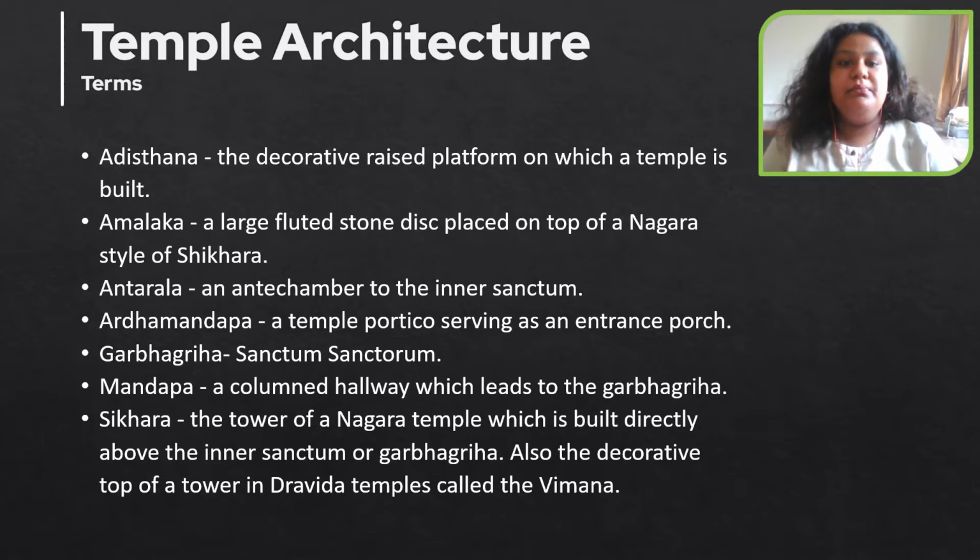Another term used is mandapa. Mandapa is a columned hallway which leads towards the Garbhagriha or the sanctum sanctorum. The last but not the least, but very important, is the shikhara, which is the superstructure or tower of the Nagara style of temple architecture, built directly above the inner sanctum or the Garbhagriha. In the northern or Nagara style it is called Shikhara. But when we go towards the south, when I talk about the southern or Dravida style of temple architecture, the superstructure will be referred to as Vimana.